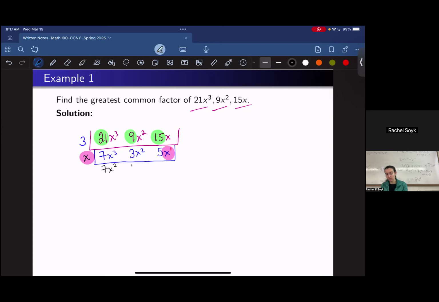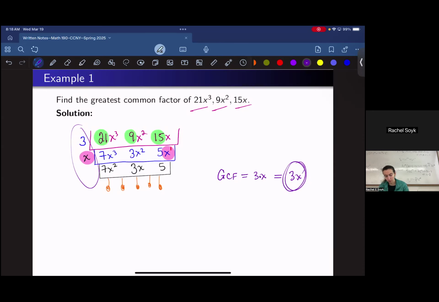What about our next one? 3x, and then our last one? It's just 5. Great. And so now our cake is complete, right? We have our nice little candles. And so in order to find the GCF, it's the product of our diagonal. 3 times x, which gives us 3x. And we're done.